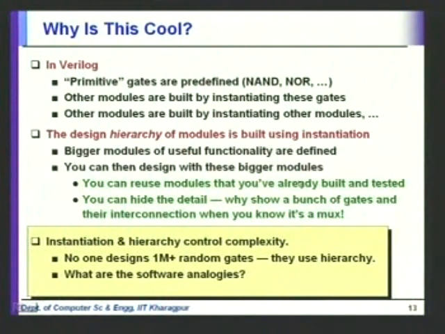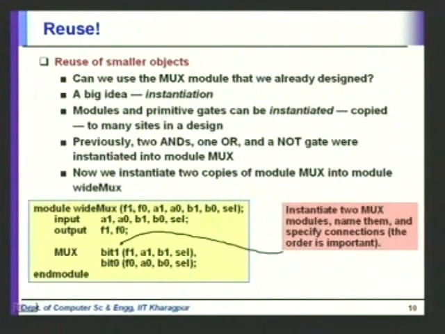So you can use modules that you have already built and tested. You can hide the details because you are just instantiating the module. You see the inner part of that module is not visible in the top module. For example, when we had this one, see that the actual details of mux are not there, which is good because you know it's a mux, right? You know what it is supposed to do. Its inner implementation, if you had actually flattened it out, would have cluttered up the code. So that's a good thing.